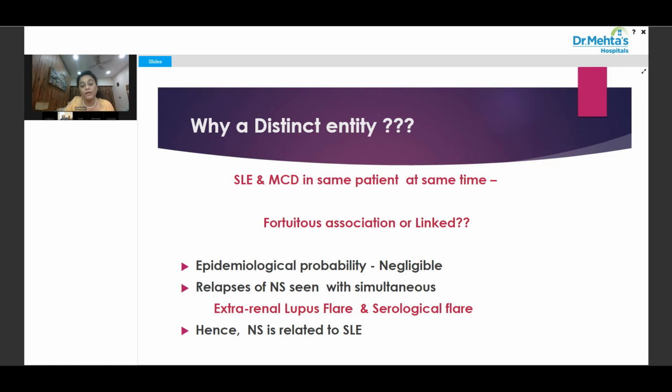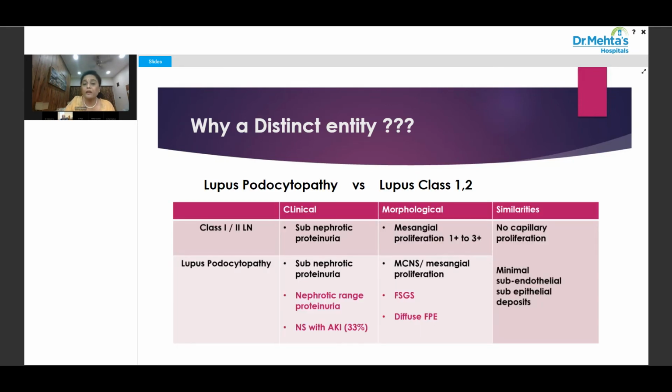Now, how do you differentiate lupus podocytopathy from class 1 and class 2? Both of them have no capillary proliferation and no capillary deposits or negligible capillary deposits. But lupus podocytopathy usually clinically has either nephrotic range proteinuria, often AKI, and morphologically can be MCNS, mesangial proliferation, even diffuse proliferation. Usually, the foot process effacement in lupus podocytopathy is more than it is seen in class 1 or class 2.